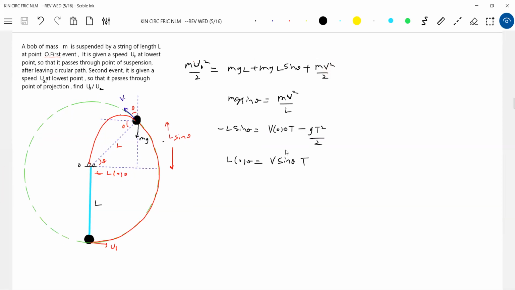Next part of the problem: I'll project so that it should pass through the point of projection. This should be the trajectory. It can happen. We have discussed it. It can happen also this one. It can pass through this also. Let's see what mathematics you can apply.